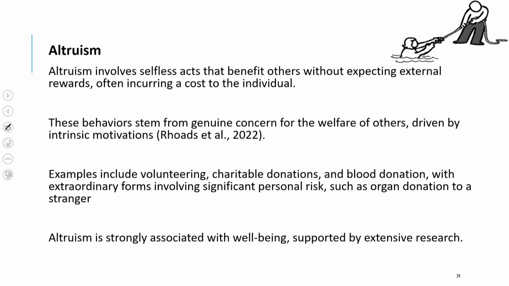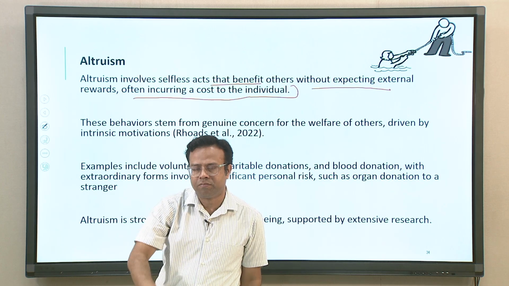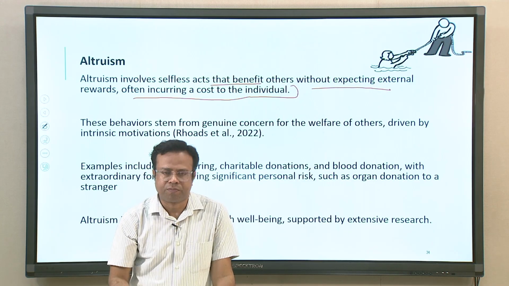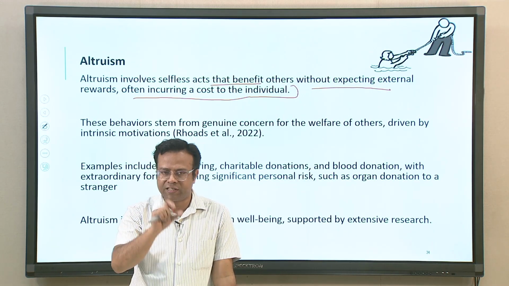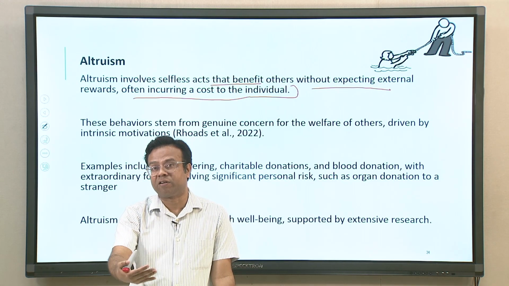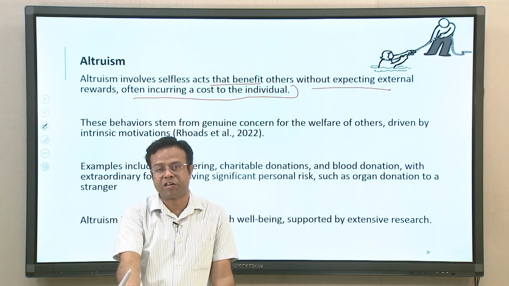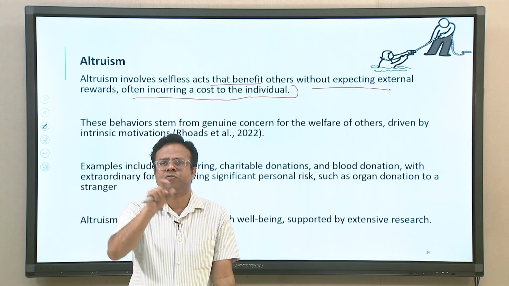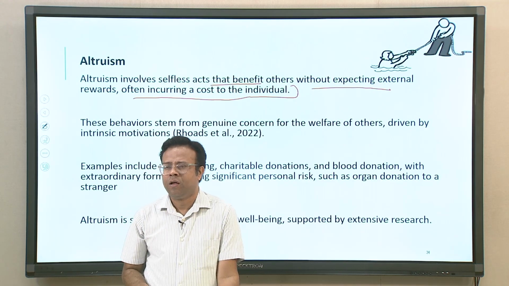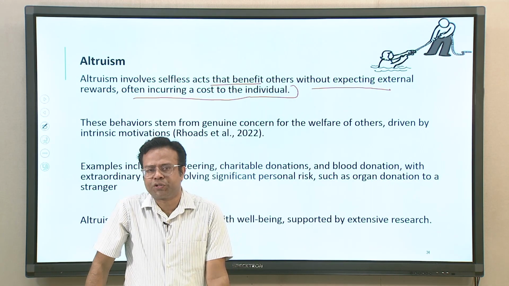Altruism involves selfless acts that benefit others without expecting external rewards, often incurring a cost to the individual. Generally, a person engaged in altruistic behavior incurs certain costs. As I already said, that cost may be giving time or resources, and sometimes helping someone can risk the life of the person who is helping. So, there may be a variety of costs involved for the person engaged in the altruistic action in many contexts.